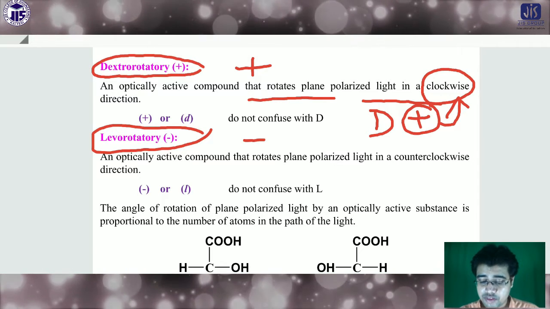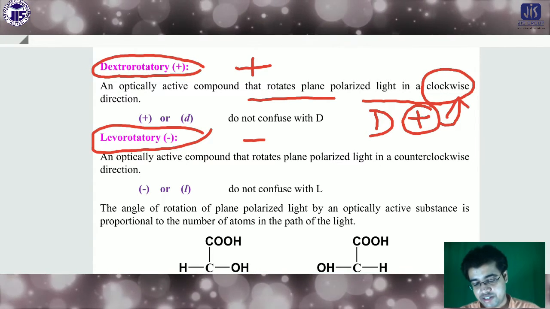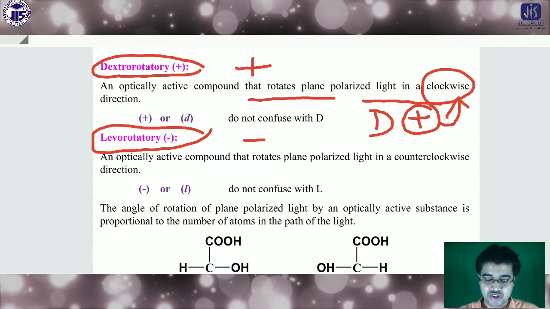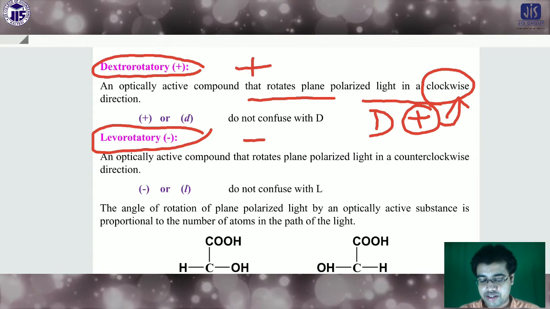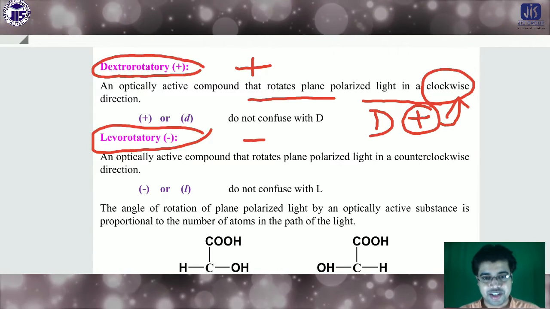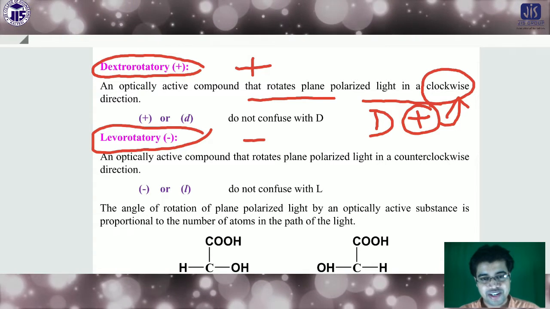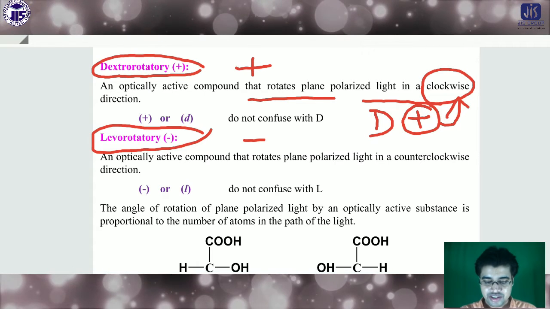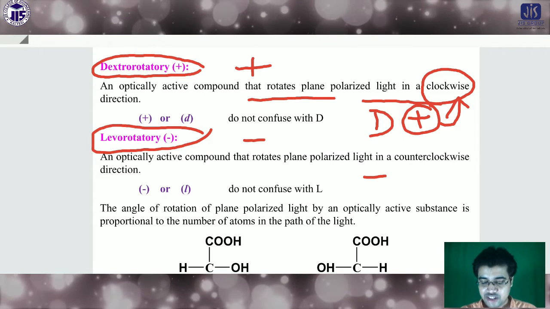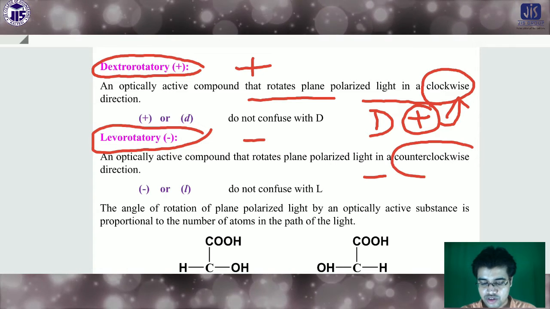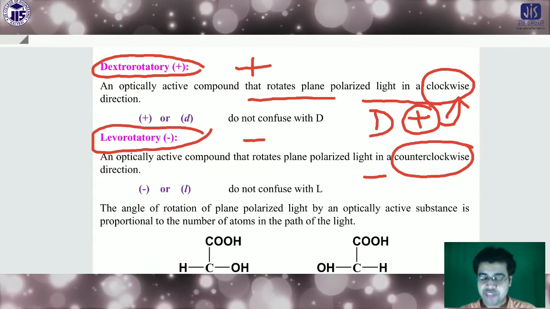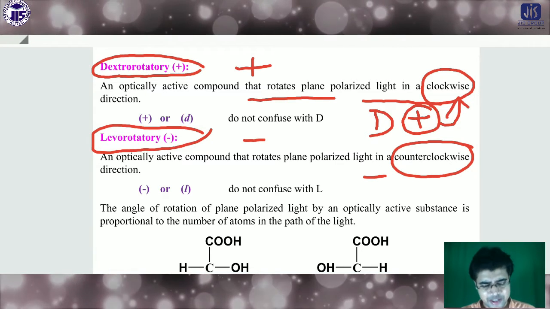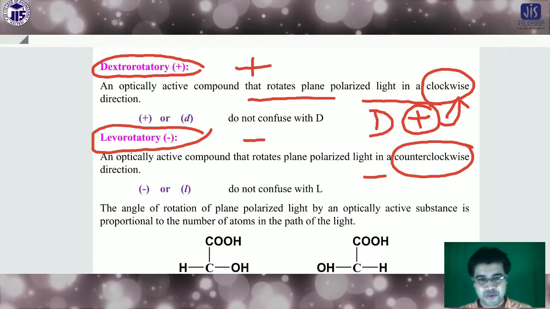If any sample rotates the plane of the plane polarized light in the clockwise direction, then it is called dextrorotatory. But if any sample rotates the plane of the plane polarized light in the opposite direction, the negative side, the anti-clockwise or counter-clockwise direction, then it is called levorotatory. So levorotatory is negative, for the anti-clockwise direction.